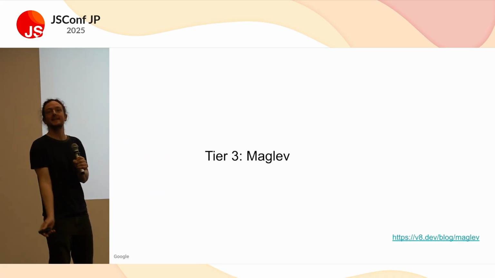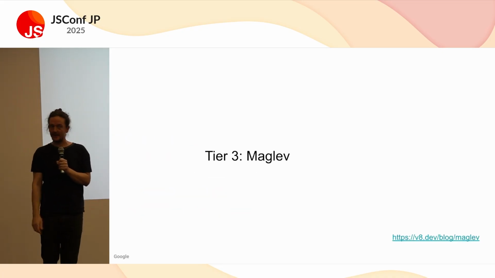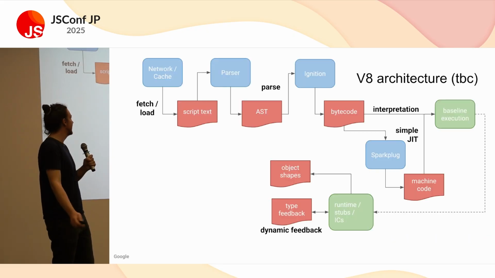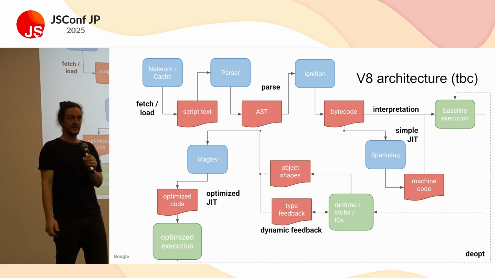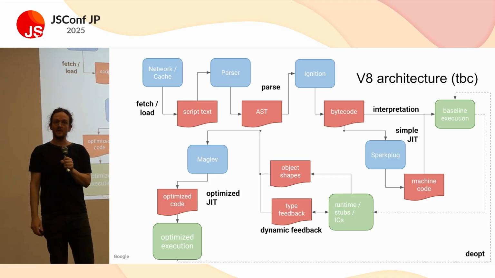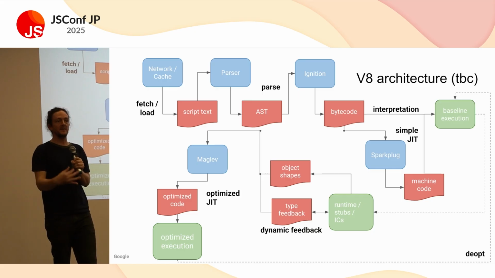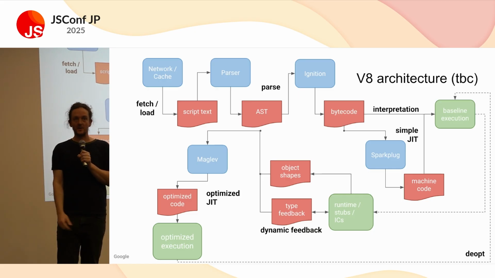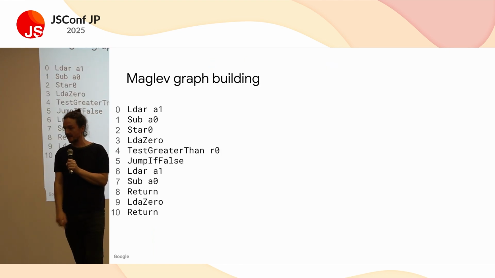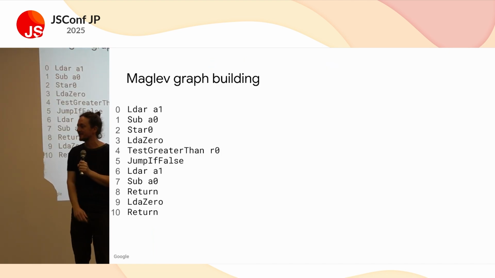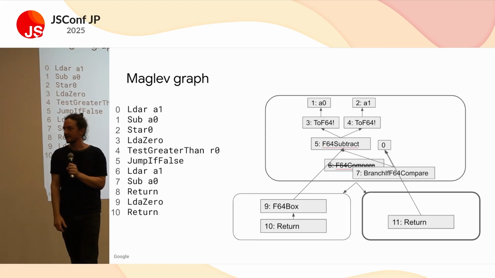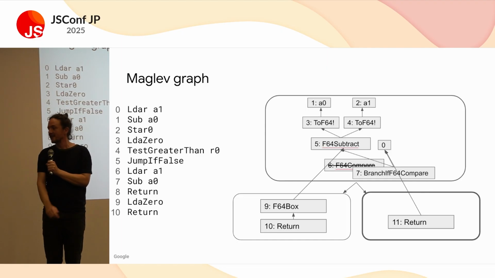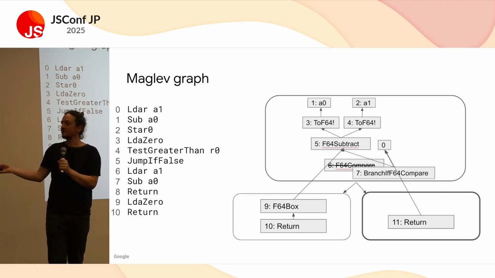So with that, we get to the first optimizing compiler, which is Maglev. So it's tier 3 in that hierarchy. And it fits in here. So it takes that feedback that it gathered in earlier executions, and it will use it to produce specialized code. So how might that look like? Let's go back to our initial example here. And I'm not going to go through how exactly it works. It's not a compiler construction lecture. But here, it might look something like this.